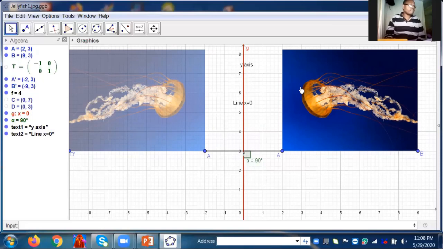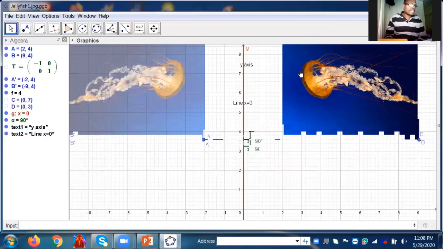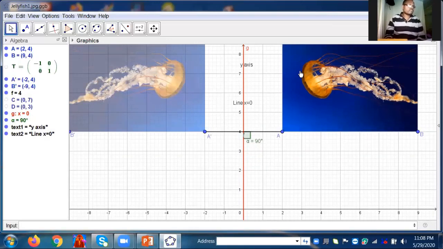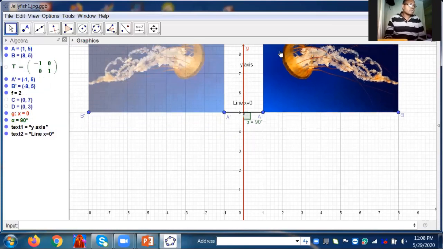The image is the faded one, and the angle between the line A prime and the mirror line is 90 degrees. As we know the properties of reflection, the line that joins the object to the image is a perpendicular bisector, and I can apply this same matrix on a triangle for you to get the concept.